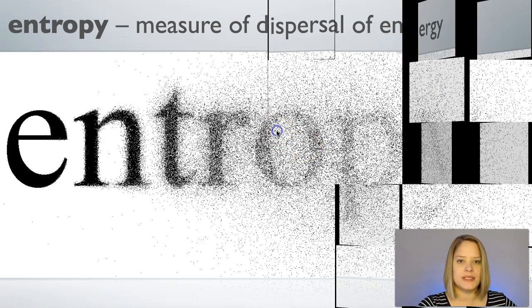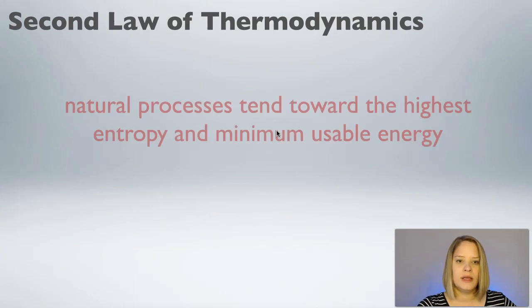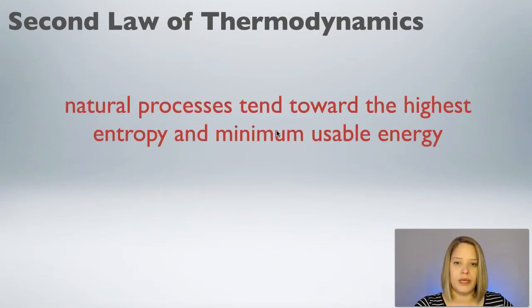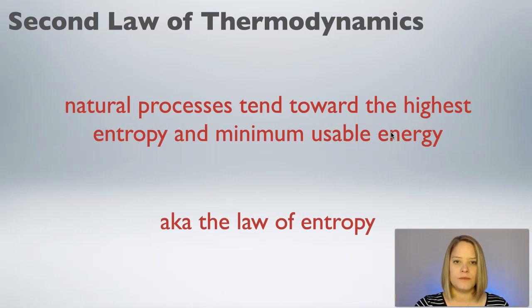That leads us to the second law of thermodynamics, which is sometimes called the law of entropy. It says that natural processes tend toward the highest entropy or the minimum usable energy, because again, when it spreads out, it's not really in a state that we can use it. So any natural process tends to disperse energy. Because it's got entropy as part of its definition, we sometimes call this the law of entropy, and that's the synonym that you need to know for it.